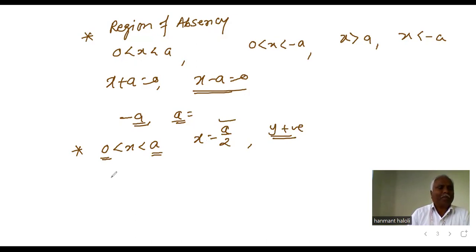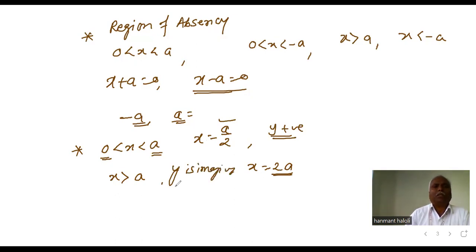Similarly, if x is greater than a, you take any point beyond a. Then check the value of y, and here you get an imaginary value. Therefore, this shows that the curve is absent in the range above x = a.